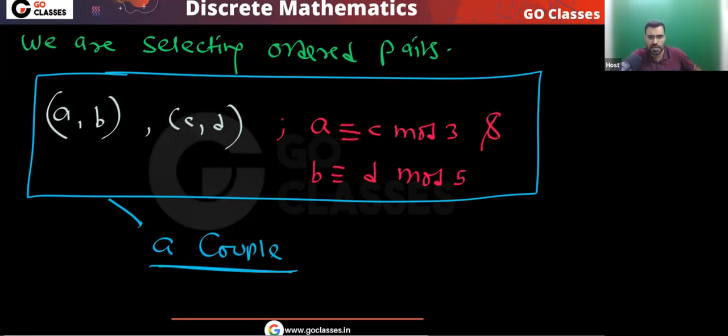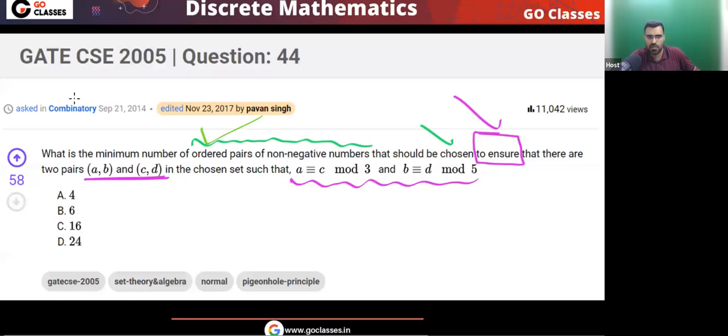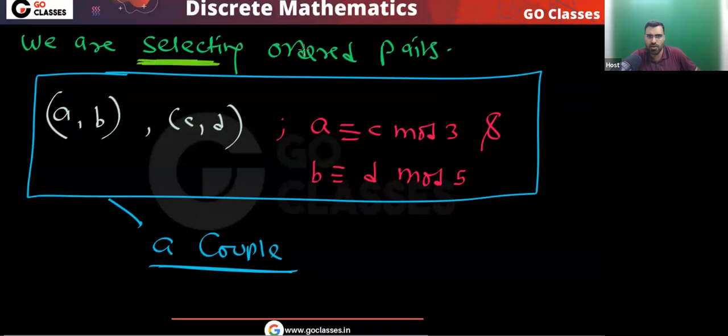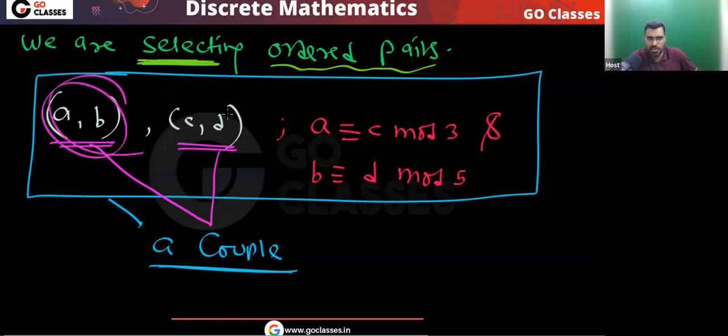We are choosing ordered pairs of non-negative integers, and this type of ordered pairs we want. We are calling it a couple. In the two ordered pairs (A, B) and (C, D), A and C should give the same remainder when you divide by 3, and B and D should give the same remainder when you divide by 5. This is an AND: both of them should happen.